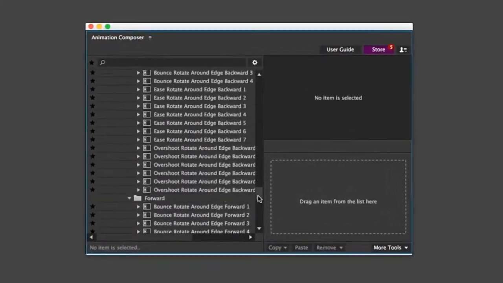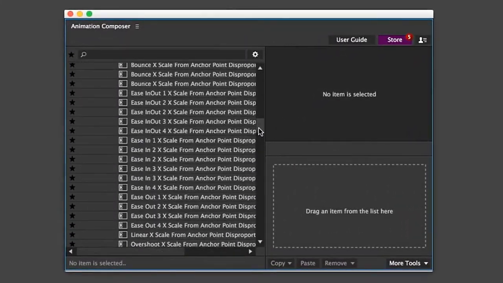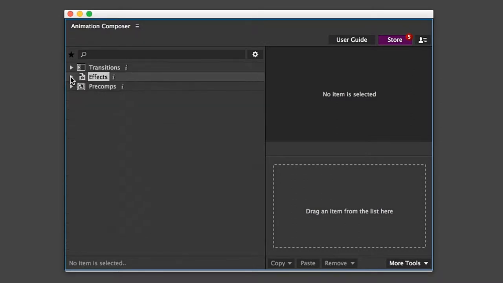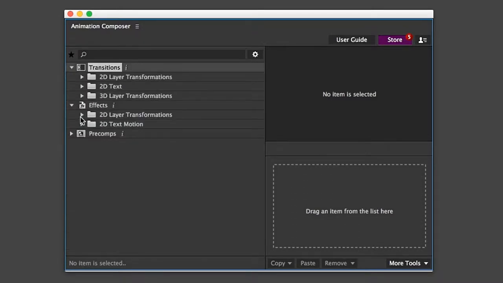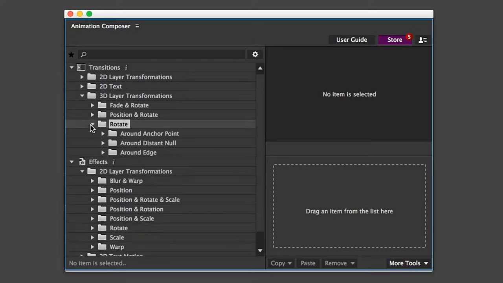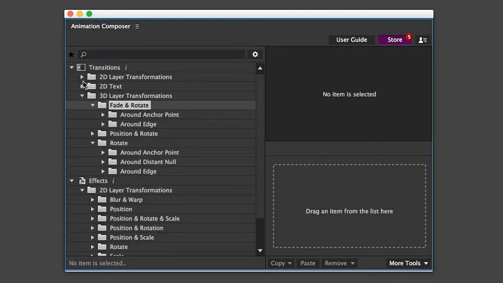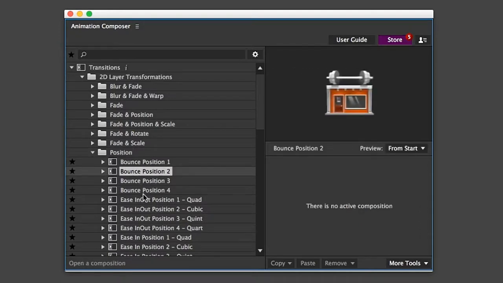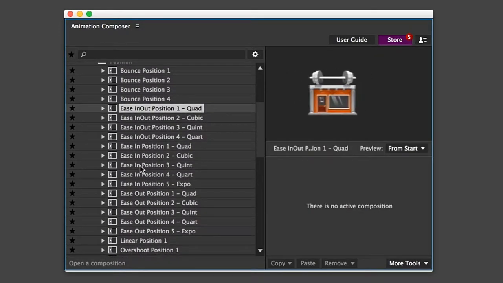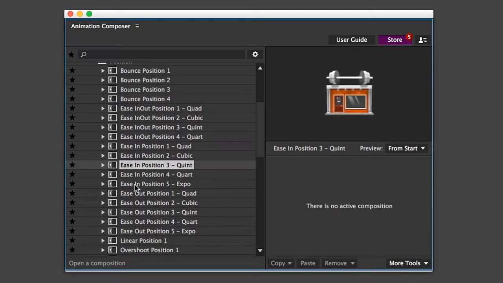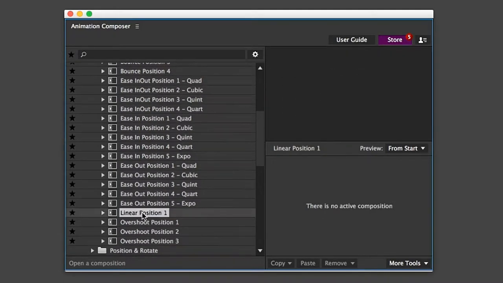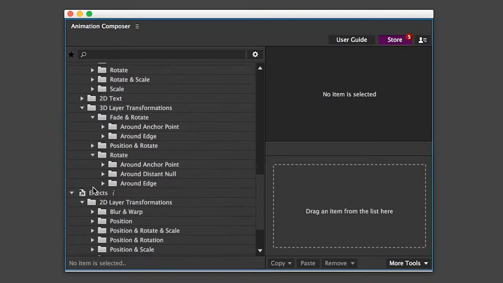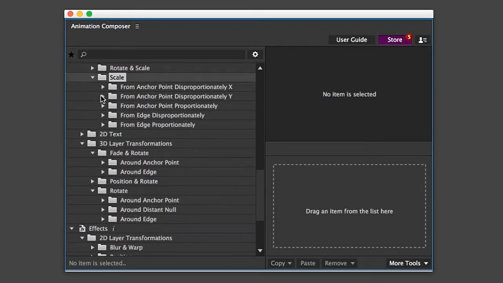Now let's take a look at what this pack includes. Overall, there are more than 1,000 motion presets. Even though there are so many presets, it's very easy to find exactly what you're looking for. The presets are organized in folders according to the specific properties that they animate. For example, these animate the position. Now let's take a look at some scaling presets.